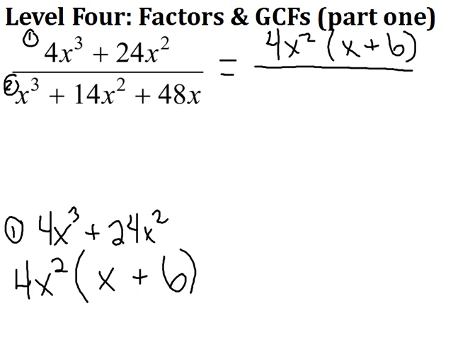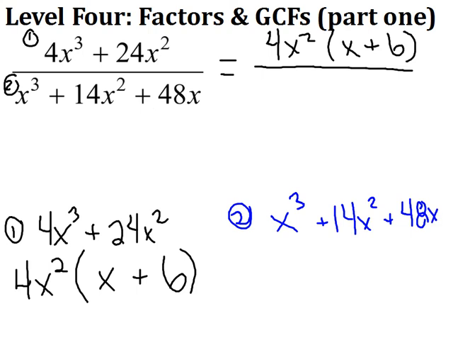Part 2, I'll change up the color so we can hopefully see it a little bit better. X cubed plus 14x squared plus 48x. The first thing I notice is that all three of those have an x in them. Coefficients wise, we don't have any numbers in common, but I can pull out an x, leaving x squared plus 14x plus 48.